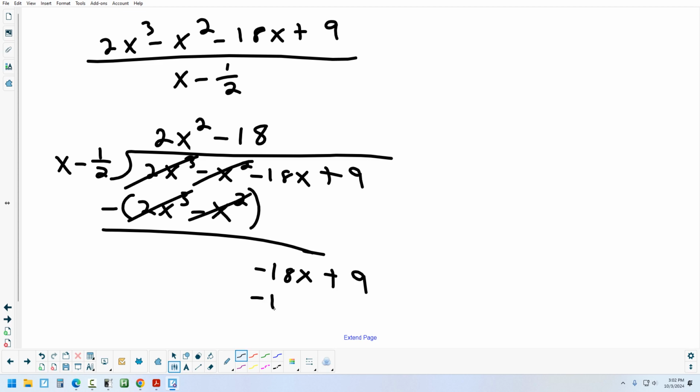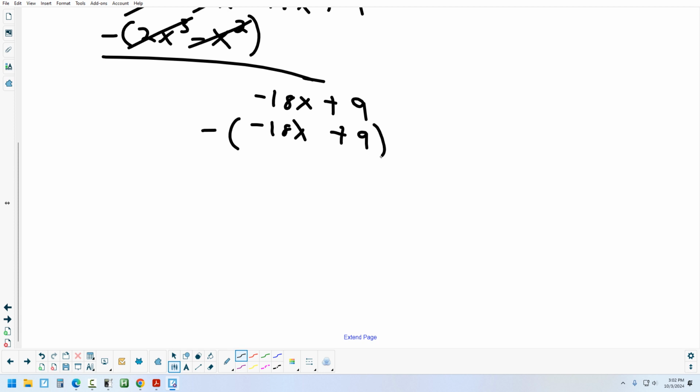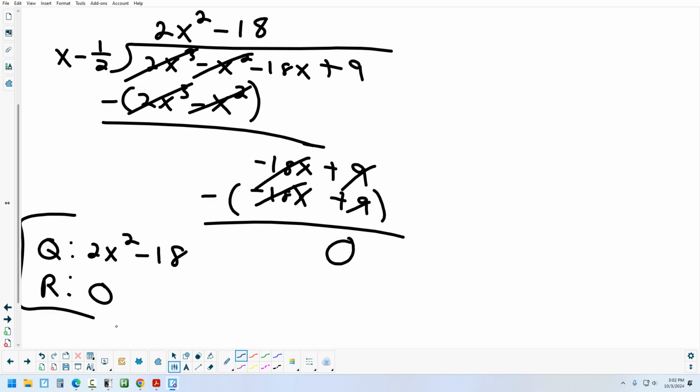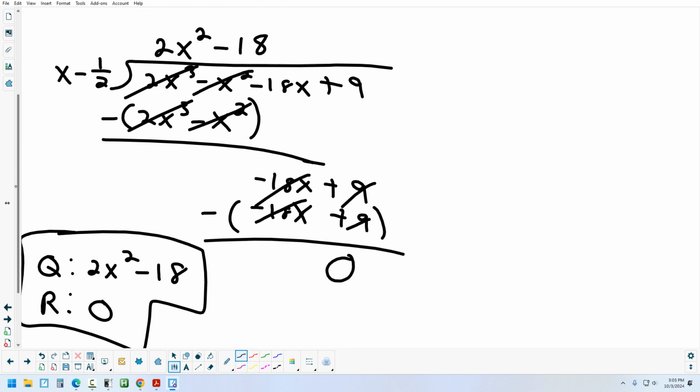Negative 18x. And what's negative 18 times negative a half? 9. Yep, positive 9. And subtract. What's negative 18x minus negative 18x? 0. What's 9 minus 9? 0. And that's my remainder. So my quotient is 2x squared minus 18, and my remainder is 0. It's exactly the same thing we got in synthetic division. But that's how you do long division.